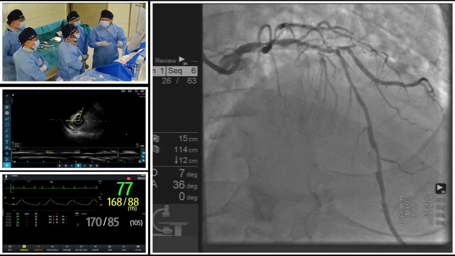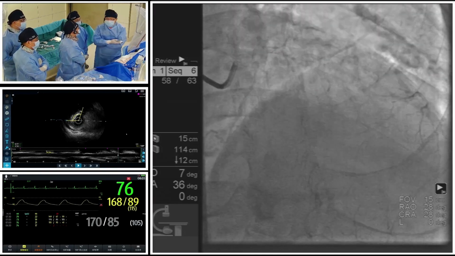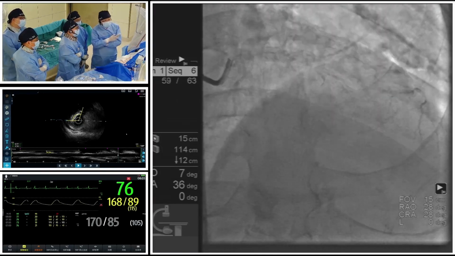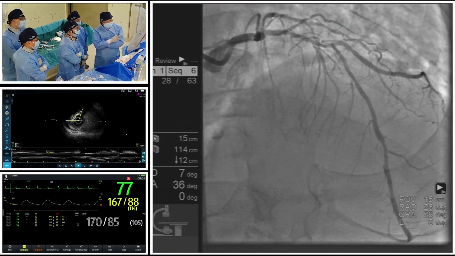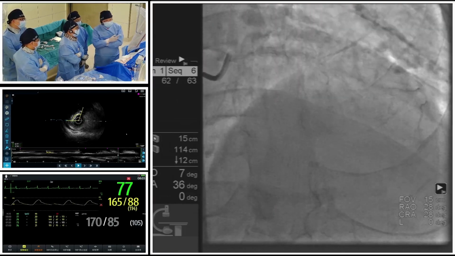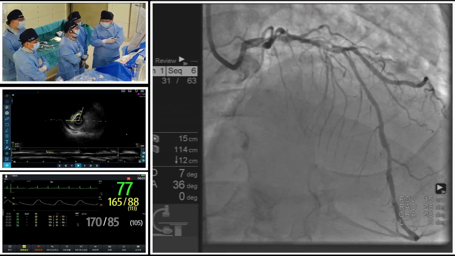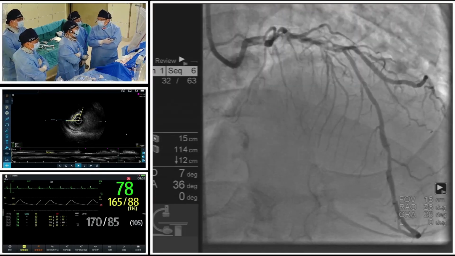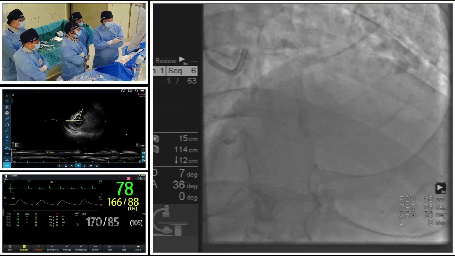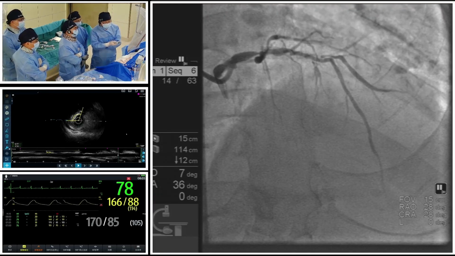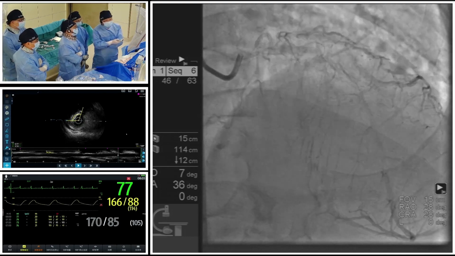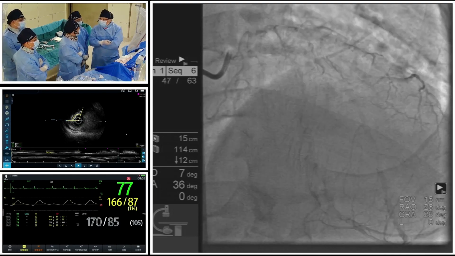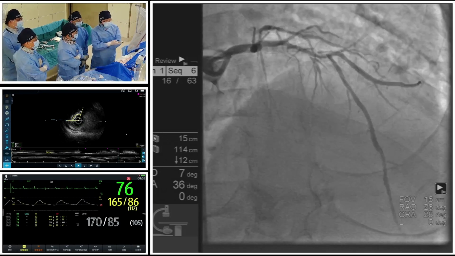But the virtual stenting technique already shows us that if we implant maybe 3 stents from the middle portion of the LAD to the left main, the residual FFR may be 0.97, so it should be good enough. So the virtual stenting technique also gives us more guidance on how to implant the stent.